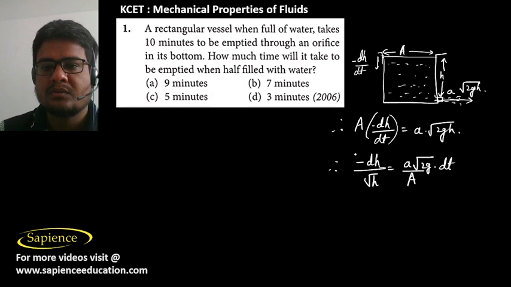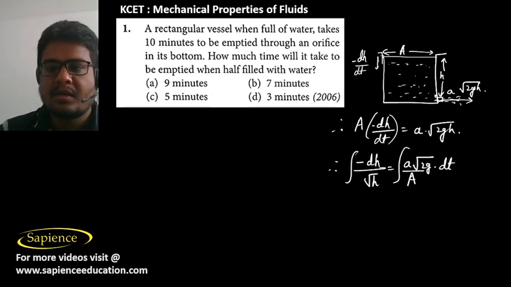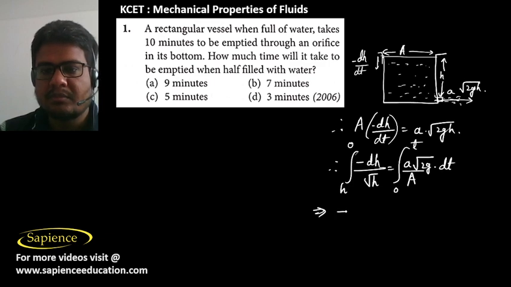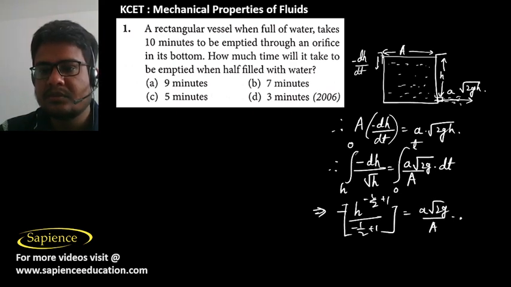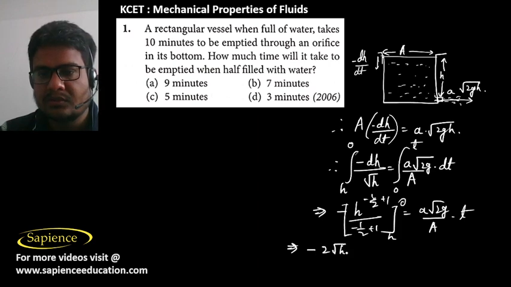Then we can integrate on both sides. Here h will go from h to 0, and t will go from 0 to t. So if you integrate it, then we will get minus of h power minus half plus 1 by minus half plus 1, that is equal to a root 2g divided by A into t. And this will go from h to 0. So this will be half, so this will be minus 2 root h, going from h to 0, that is equal to a root 2g by A into t.